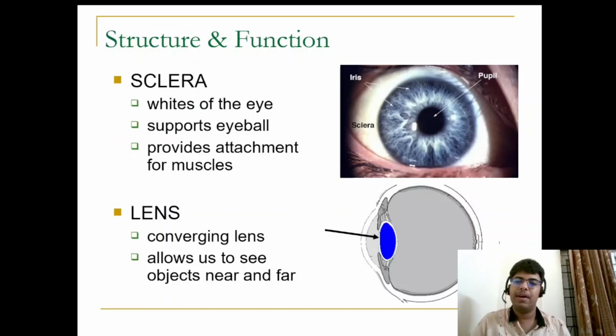Next is the sclera. I'm really sorry for anyone who gets offended by my pronunciation. I'm just very bad with that. The sclera is the white part of the eye which supports the eyeball and provides attachment for muscles as well. The majority white part of our eyes is called the sclera. Next is our lens. The lenses in our eyes are converging lenses, which allow us to see objects near and far.